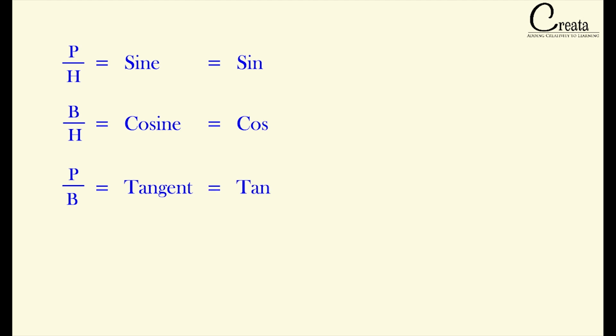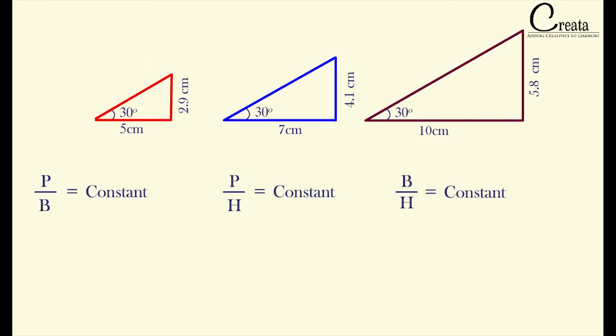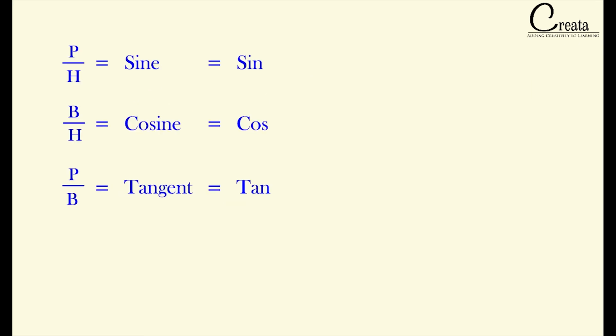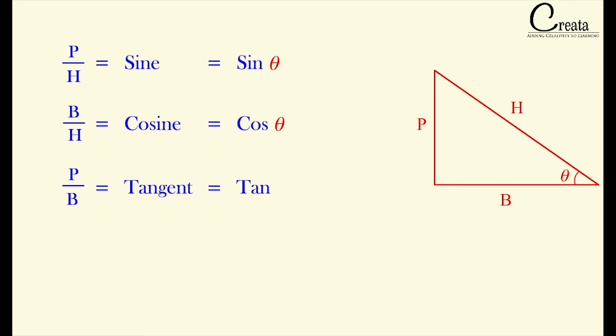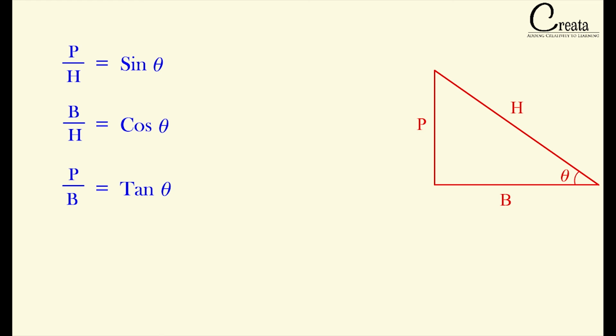These ratios are with respect to some specific angle. In the experiment, we have taken a fixed angle of 30 degree. Here we will take the angle as theta. With angle theta, we can write our trigonometric ratios as sin theta, cos theta and tan theta. Got the point? Sin theta is perpendicular over hypotenuse. It means for a triangle with angle theta, the ratio of perpendicular to hypotenuse is termed as sin theta.